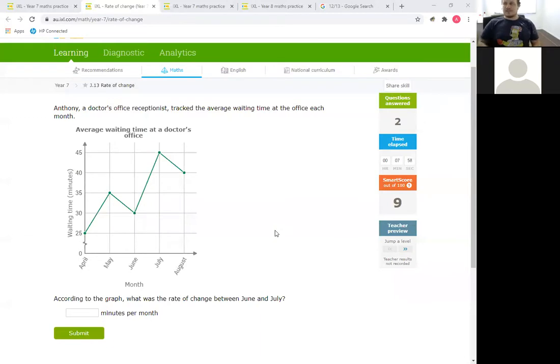All right. Another good one. I'll give everyone 60 seconds to figure this one out. What was the rate of change in minutes per month between June and July for the average waiting time at this doctor's office? So 30 seconds.